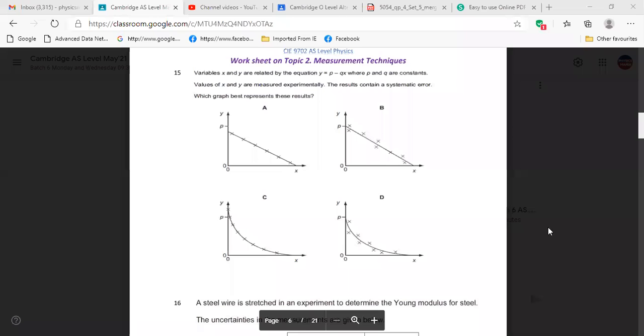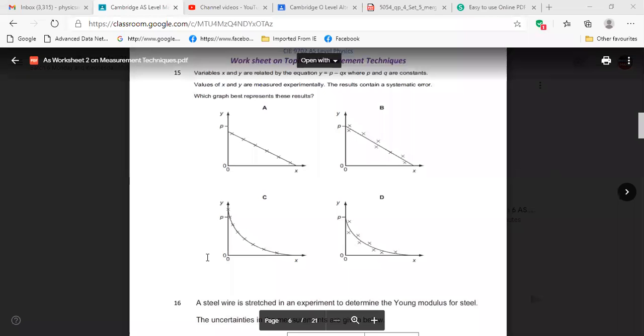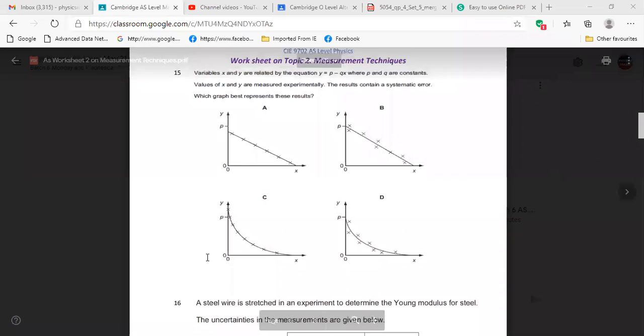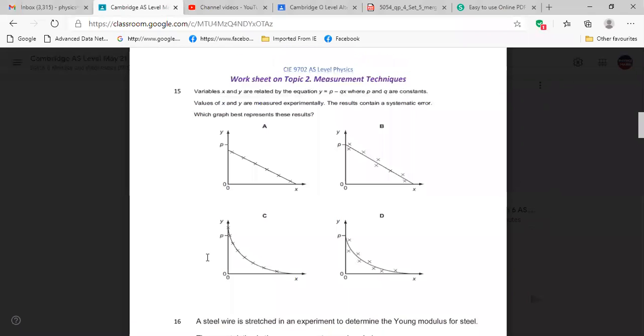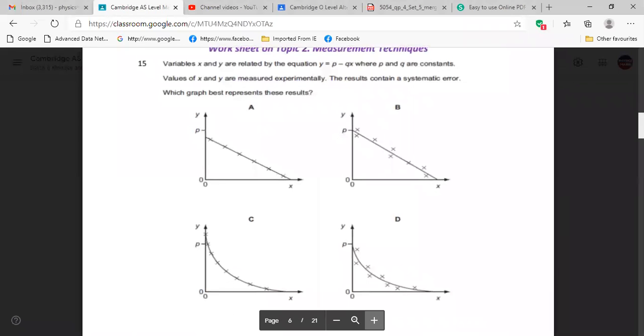Yeah, now you start. Read the question. Variable x and y are related by equation y is equal to p minus qx, where p and q are constant. Values of x and y are measured experimentally. The results contain a symmetric error. Which graph best represents these results?